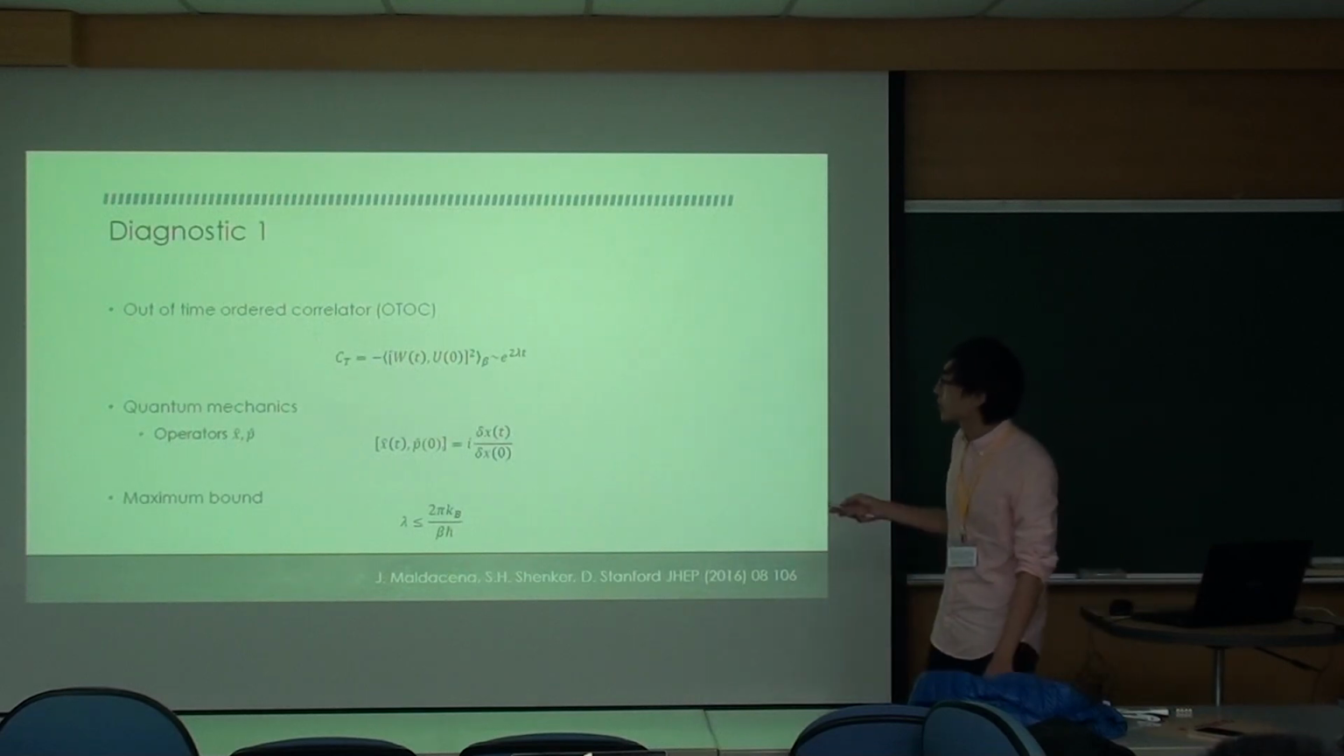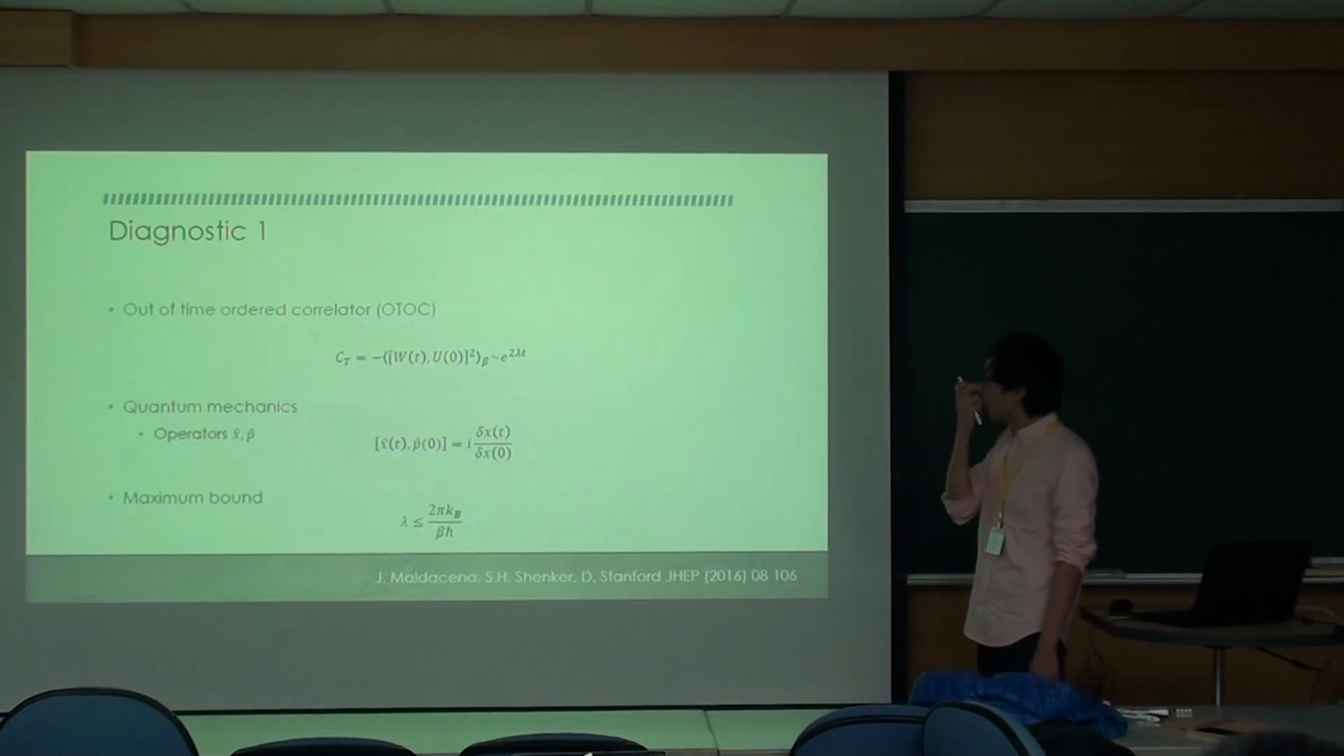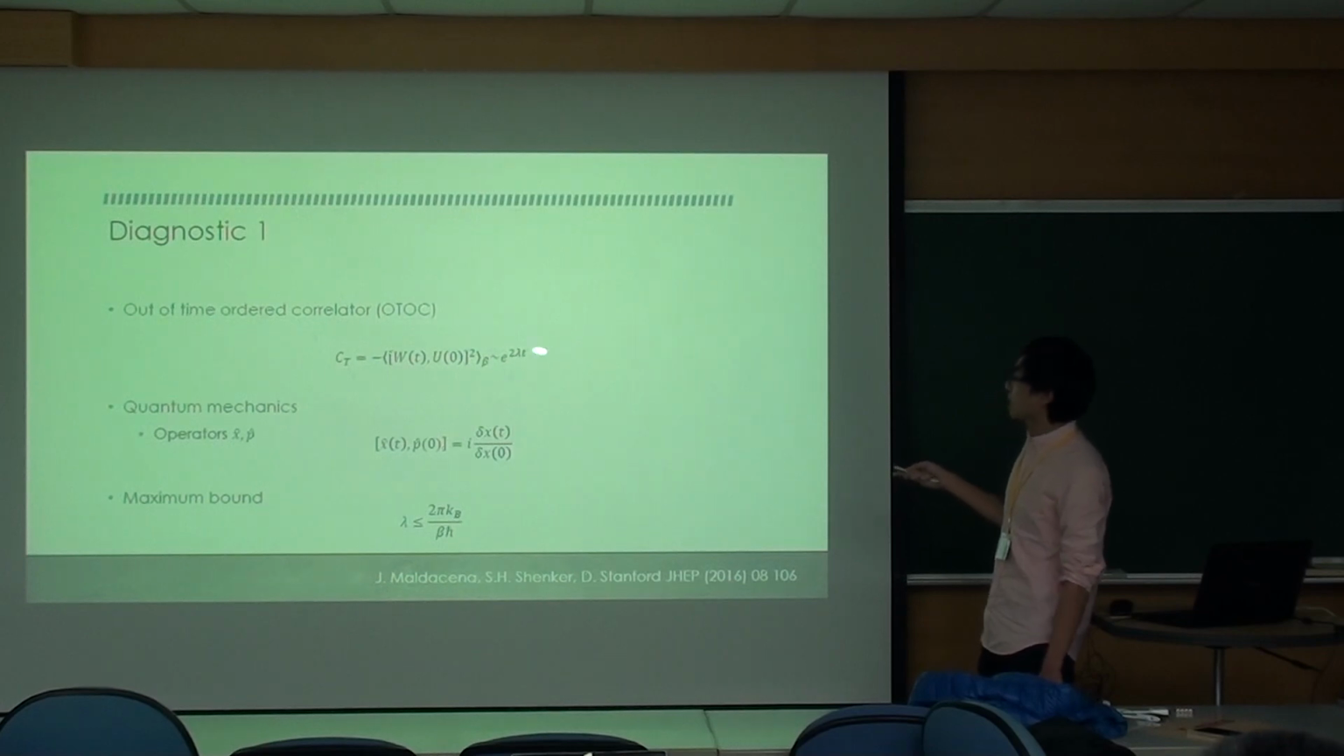Here is a quick review of the first quantity I mentioned, the OTOC. The OTOC is defined as the commutator squared of some operators, one at time t and one at time 0. If we take the thermal average of these operators and the theory is chaotic, then it grows like e to some power of t.